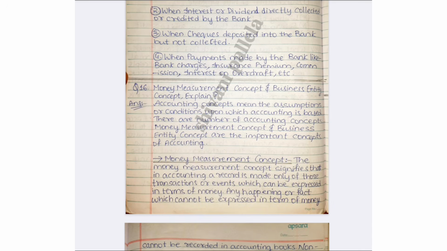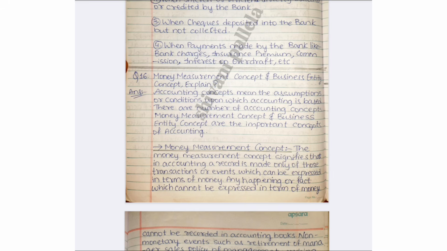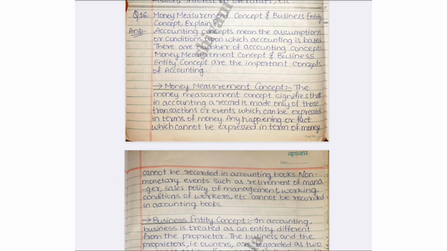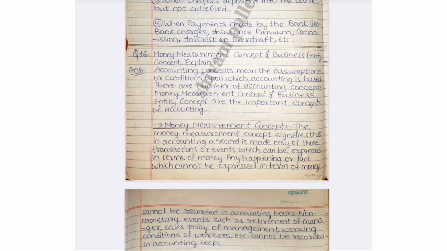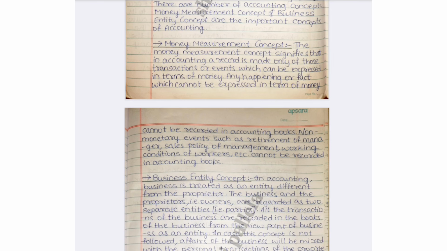Next, you are having the money measurement concept and the business entity concept. Money measurement concept, we have just discussed in the previous things. It is about whatever can be expressed in terms of money, that kind of thing will be recorded in the money measurement concept. Only money related things you will mention in this concept.